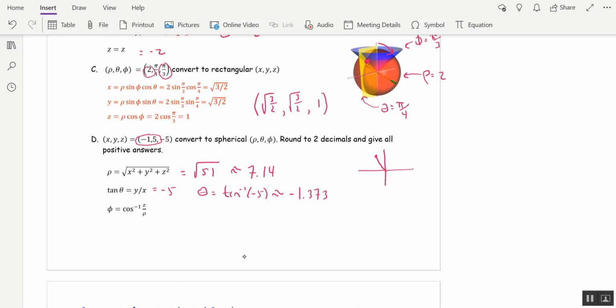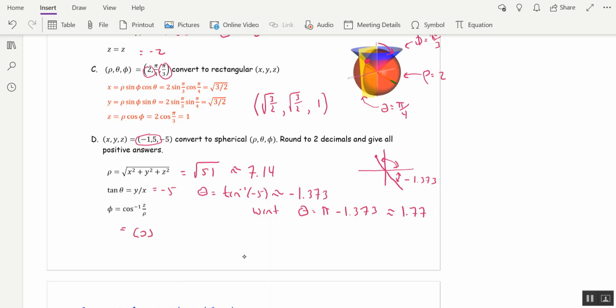This value here, this is what tangent inverse of -5 is giving us. This is -1.373. But we want this angle, so we want to use theta equals pi minus 1.373, which is 1.77 to 2 decimals. And then finally, phi is cosine inverse, and you'll never have to do any modification to your phi because cosine inverse always gives you an angle between 0 and pi, so that's kind of nice.